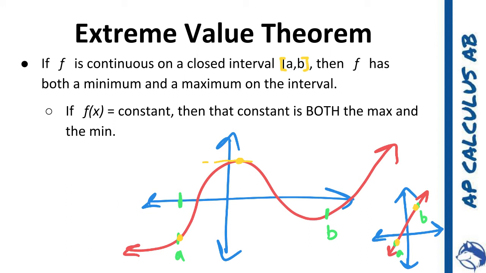And then this second statement addresses the fact, well, what if we had a constant? Well, if it's a constant, it would look like this. It'd be a horizontal line. We would still have the interval a to b. And it just so happens that these are both my max and my min because they're the highest values. And it could occur anywhere on this line.